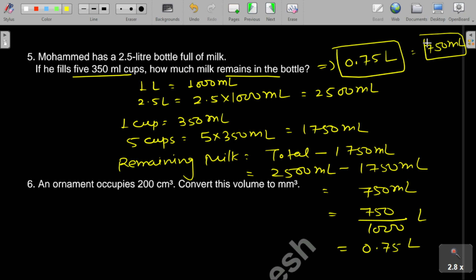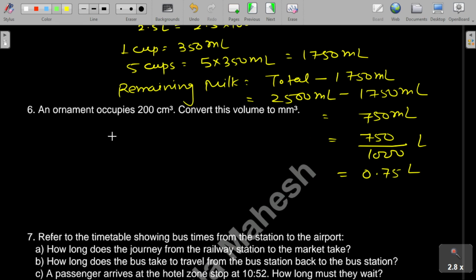Now moving to next question. An ornament occupies 200 centimeter cube. Convert this volume to millimeter cube.